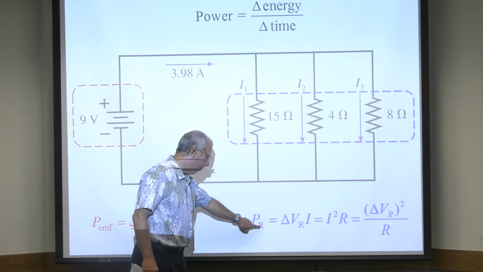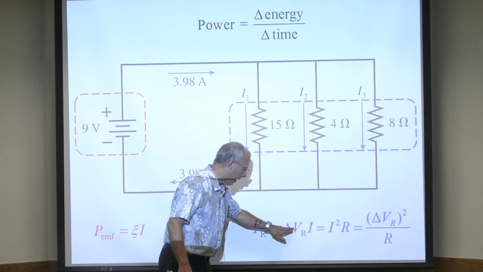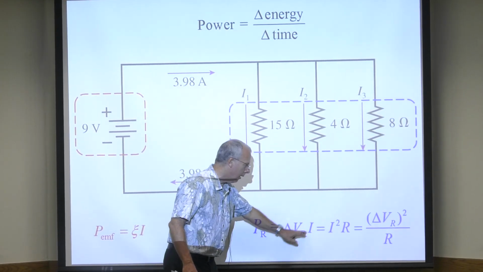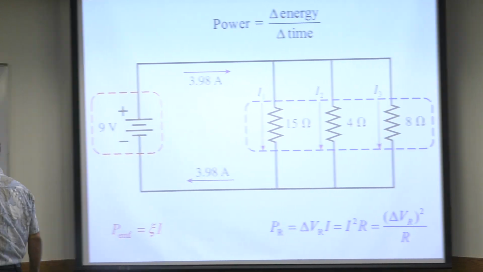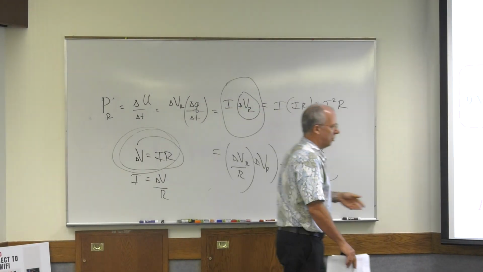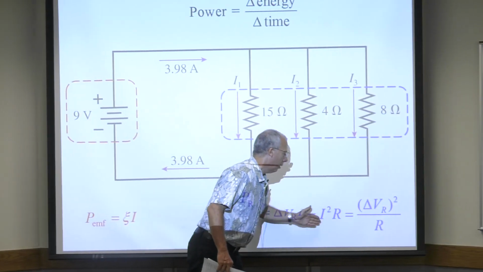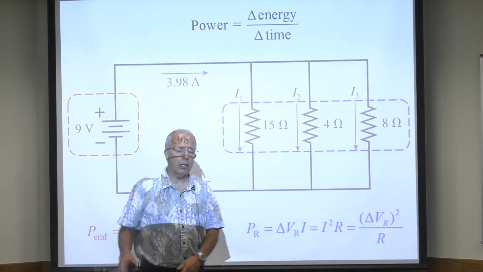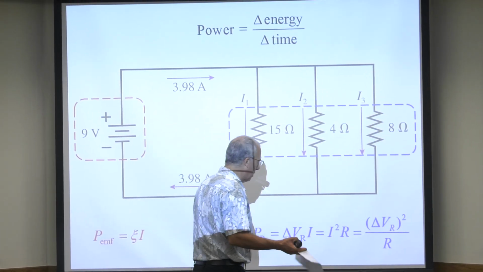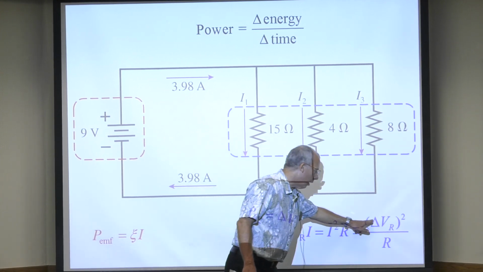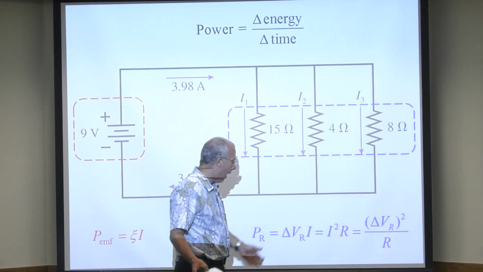The power dissipated by the resistor is delta V of the resistor times I. But then you can just use Ohm's law, and you can just change the equation. So why would you want to do that? Well, if the homework problem or the test problem gives you delta V and R, they don't give you I.